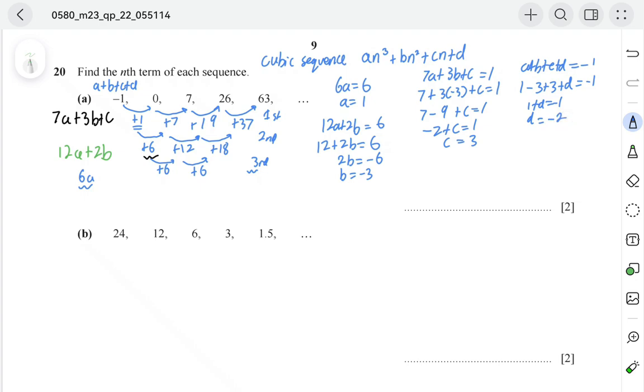Now we can create our equation. A is 1, so that's n cubed, plus, well, in this case, minus, because b is minus 3n squared, plus 3n minus 2. That is the cubic sequence, the nth term of this formula. If you see the marking scheme, it'll actually give you (n minus 3) cubed minus 1, which is equivalent, and the marking scheme does allow for that.